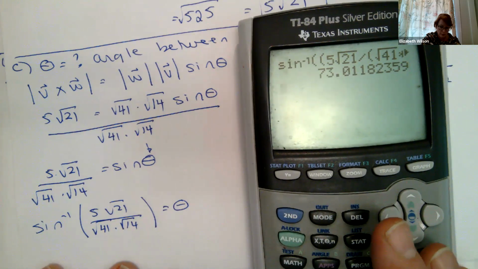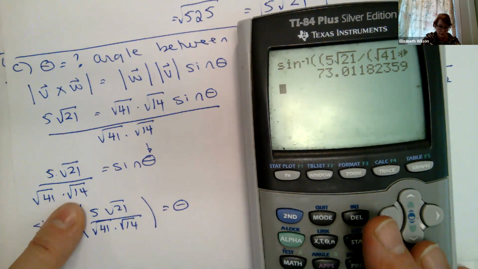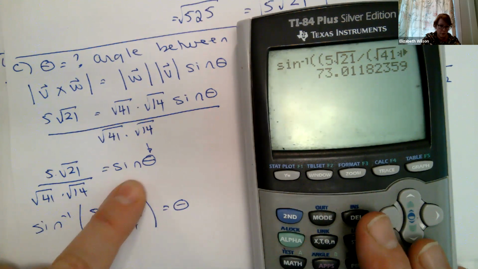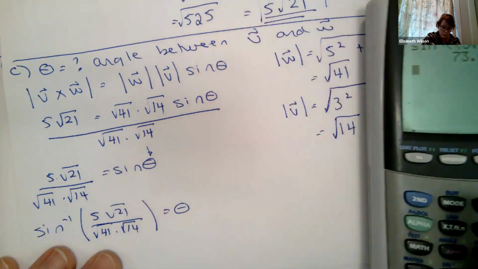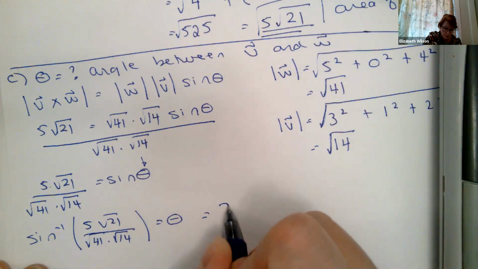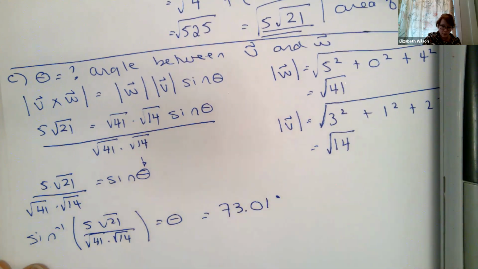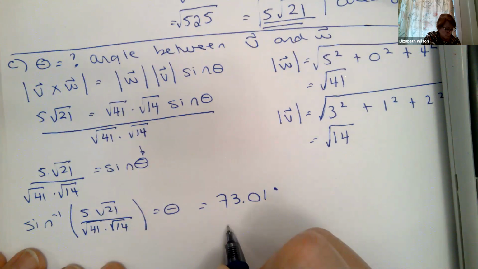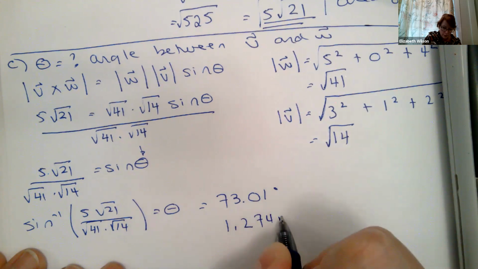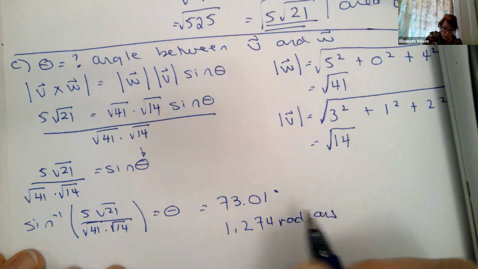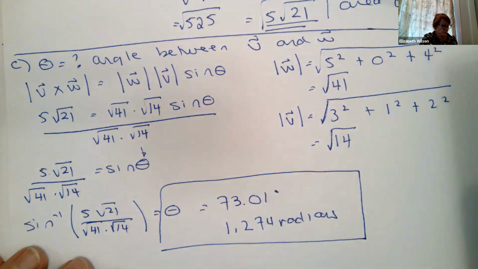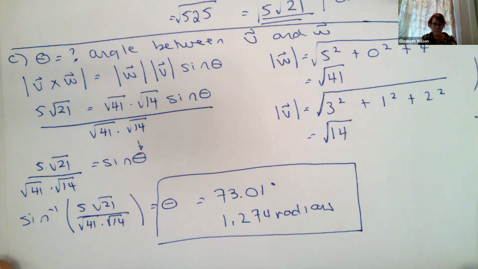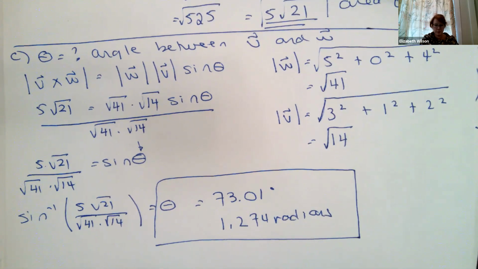You can do that in multiple pieces, where you calculate out this piece right here and then take the inverse sine of whatever that decimal is. If you want to do that, that's fine. I did it all in one piece. So when I did this, I get theta equals 73.01 degrees, which if I did it in radian mode, I would get 1.274 radians. I'll take both as answers, but just make sure you tell me your units. That tells me the angle between these two.